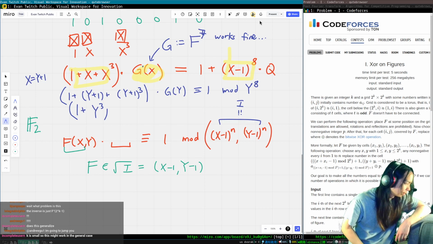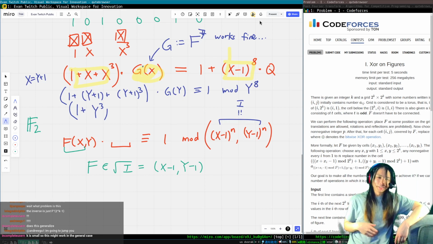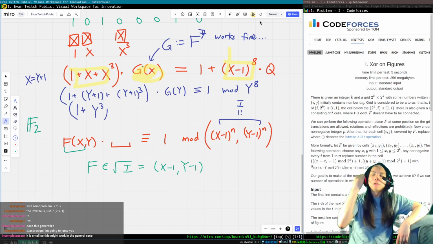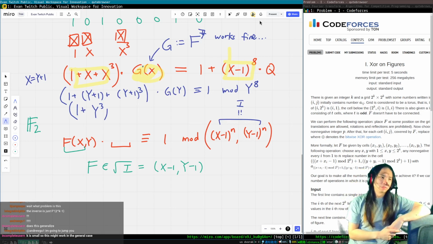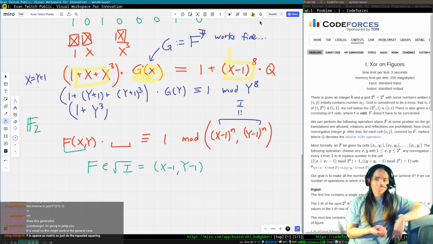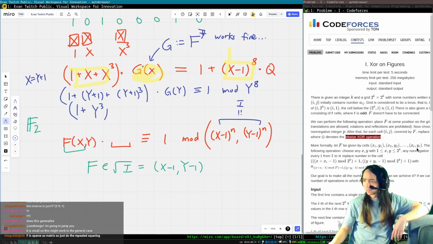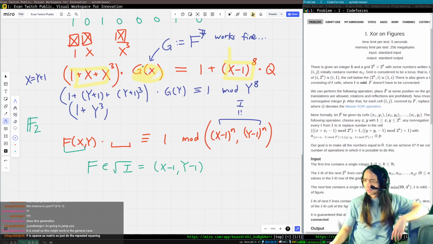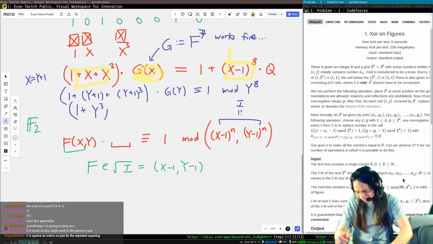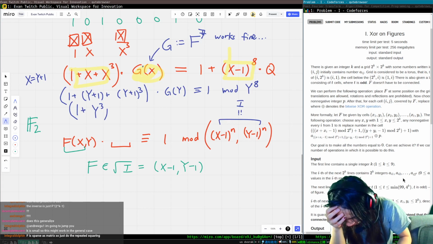K is small, so this might work. I think the problem is even a single multiplication. So if f is a generating function for a 512 by 512 grid, I square it. F is sparse. Oh, F is sparse! This is what I get for not reading the statement.